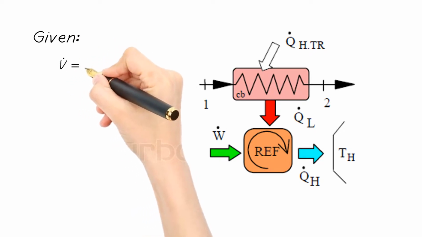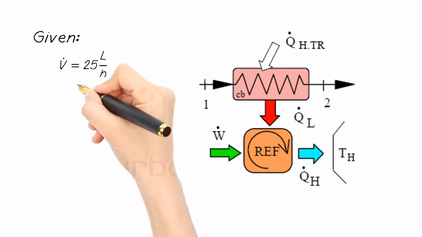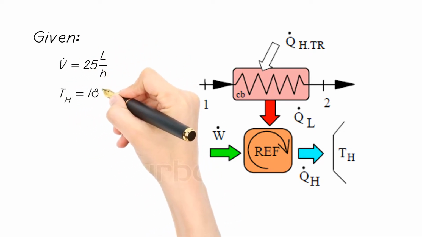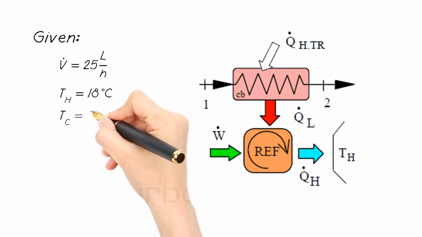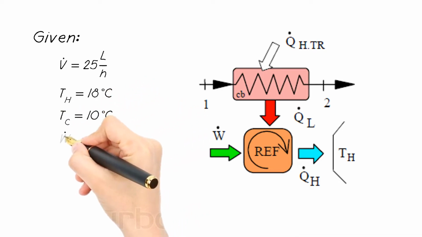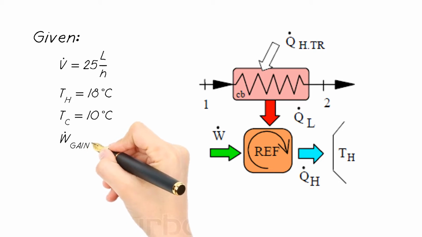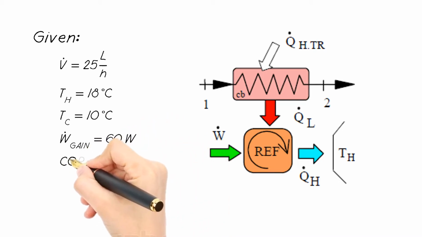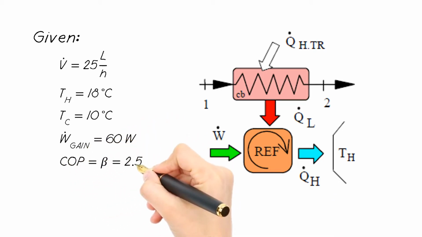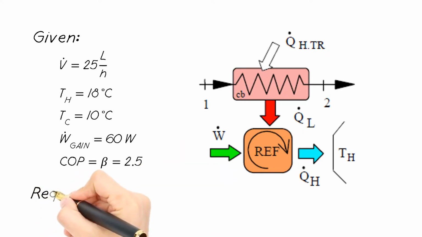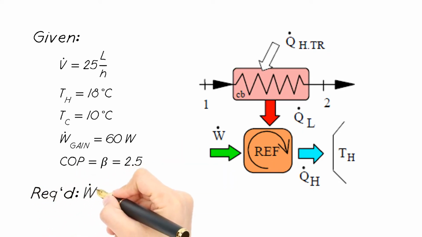We are given a volume flow rate that enters the cooler at a hot temperature of 18 degrees Celsius and leaves at a cold temperature of 10 degrees Celsius. The reservoir gains heat of 60 watts. The coefficient of performance of the refrigerator is 2.5. The required values are the flow work rate and the rate of heat loss.